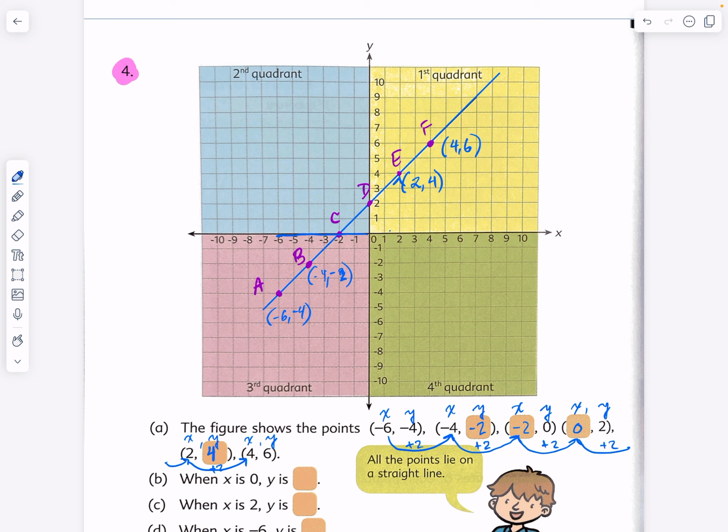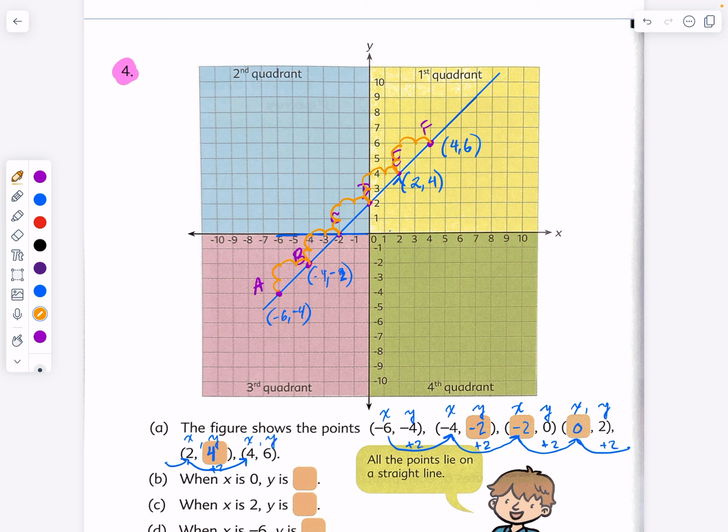Now notice what's happening along the y-axis. I'm just going to label it. So we go up 2 steps and over 2. We go up 2 steps and over 2. We go up 2 steps and over 2 to reach D. Again, in the same pattern, we go up 2 steps and over 2 steps to reach point E, up 2, over 2 to reach point F.